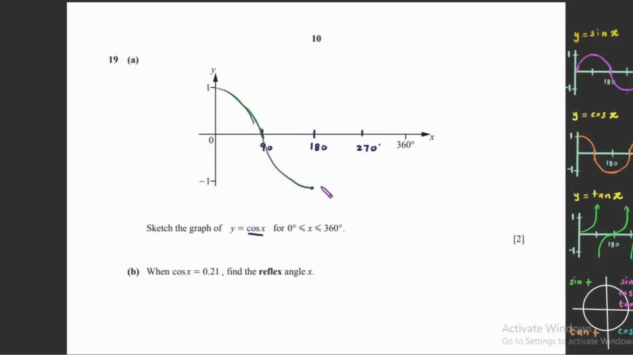And then it increases again and goes to 0 when it's 270 degrees. So it has to be drawn like this. And then again at 360 degrees, it reaches its maximum value, which is +1. So it's going to be somewhere over here. So this is how the graph has to be drawn. So this is the cos graph.